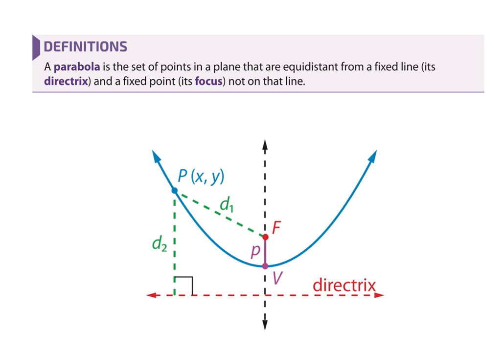Definition of parabola. A parabola is a set of points in a plane that are equidistant from a fixed line. Directrix is a new word. Typically, when we have dealt with parabolas, the direction has always been in reference to the x-axis, either up or down from that, okay? And a fixed point, the focus, so fixed point, not on the line.